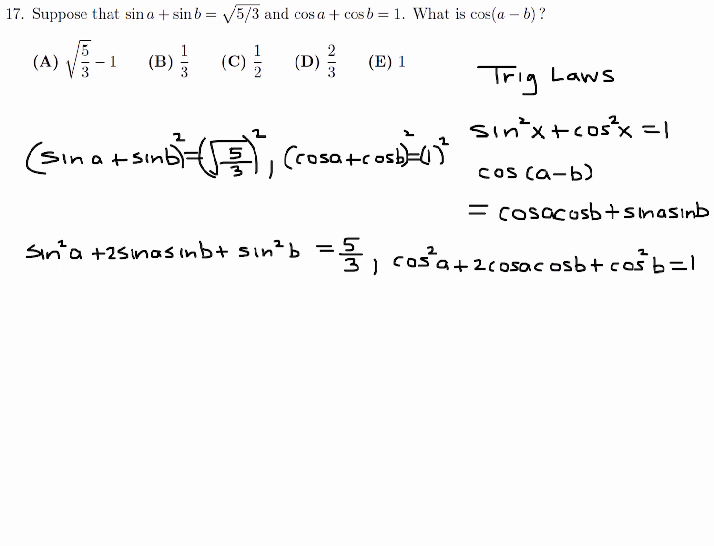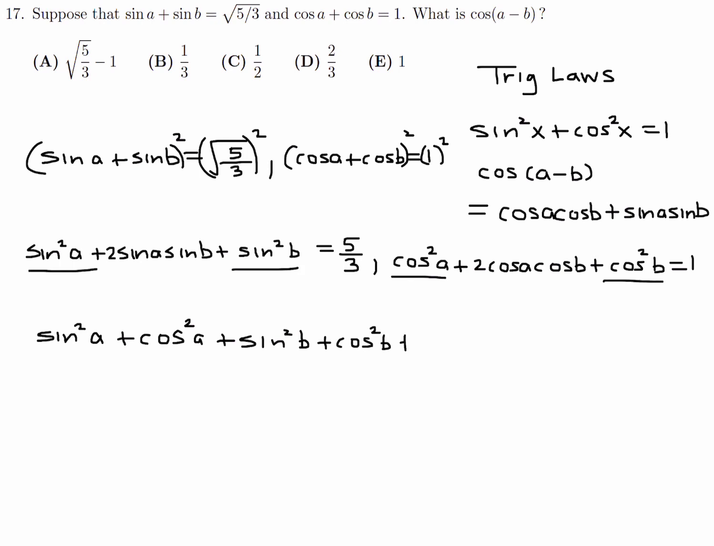So if you add the left side, and I'll group them accordingly so I can take advantage of that law. Sine of A squared plus the cos of A squared, that takes care of that one and that one, plus the sine of B squared plus the cos of B squared, that takes care of that and that. And then factor out the 2, and we get cos of A cos of B plus the sine of A times the sine of B. And that equals 5 over 3 plus 1, which is 8 over 3.